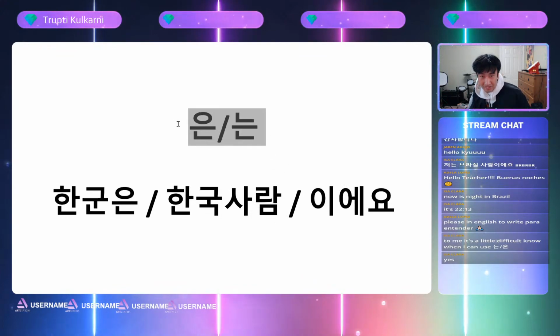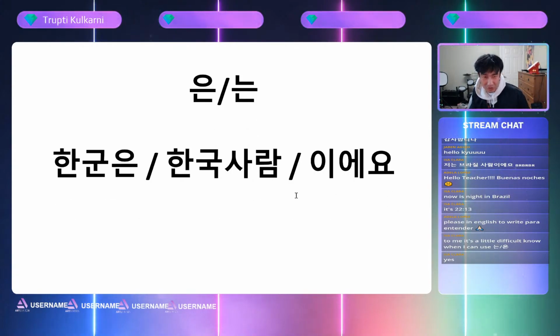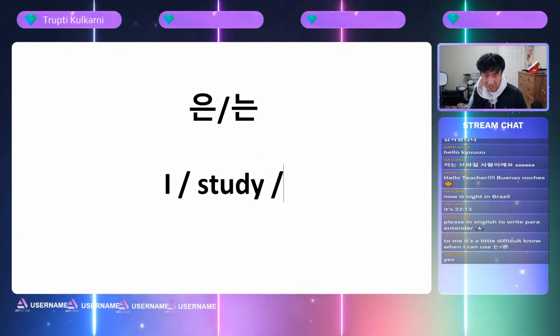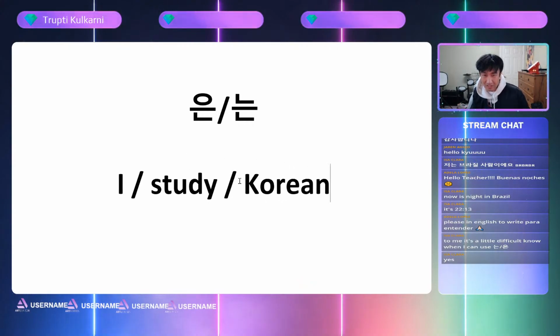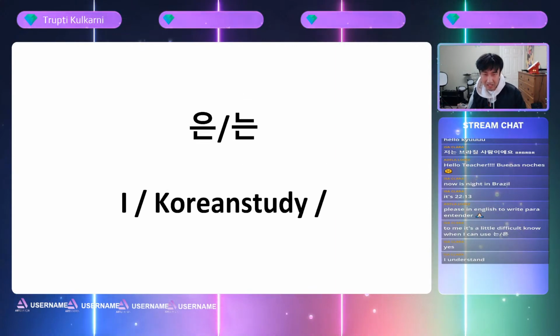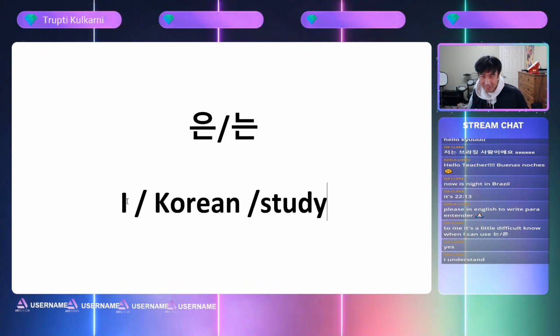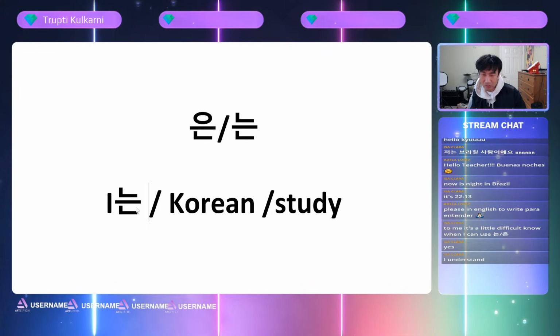Well, if you don't know how to use this at all, it's quite simple actually. It doesn't really have a special meaning. In English, you would say something like I study Korean, right? In Korean, you would just flip the order. So you would say I Korean study. That's the regular sentence, the correct word order. Whatever is in the first slot, you just add a 는 or a 은, and whatever is in the second slot, you just add a 를 or a 을, Korean 을.